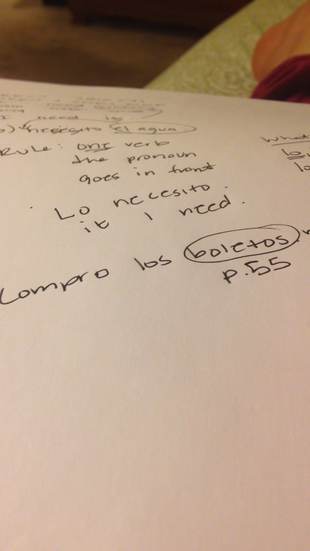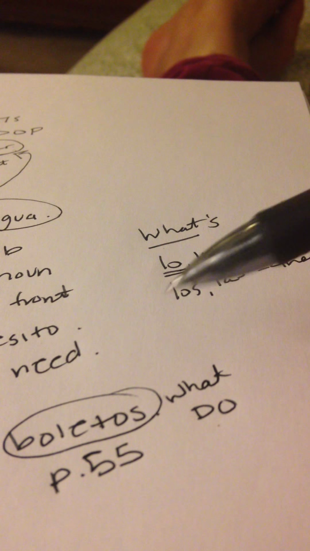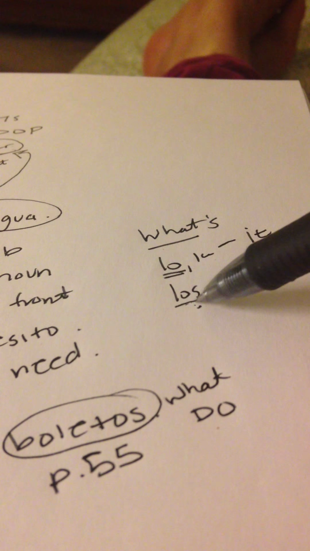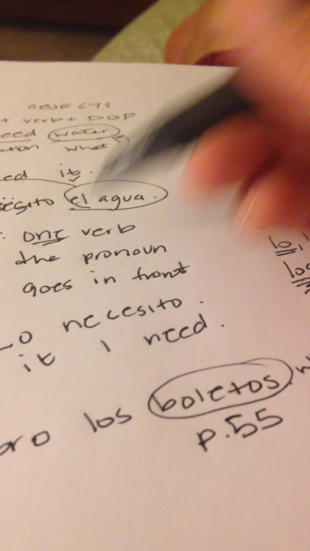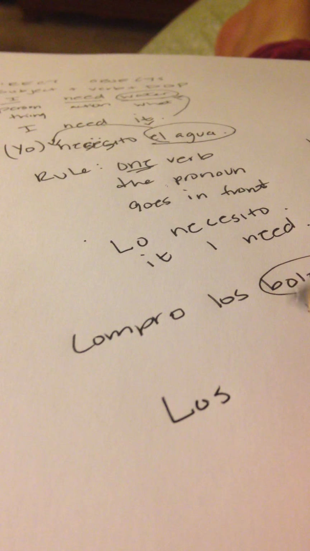So therefore I have to replace it with one of these: lo, la, los, or las. Well, you know that it's masculine, and you know that it's plural, so you know it's a los. And the rule, as you know, says if there's one verb, the pronoun goes in front of it. So we put los compro.